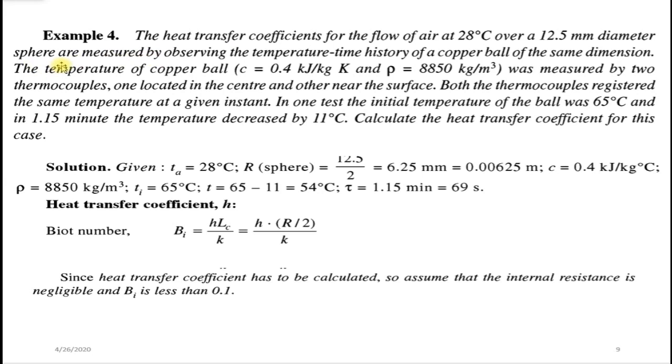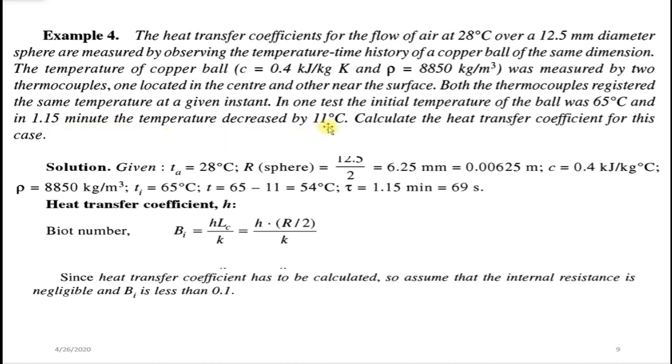So Lc value is nothing but R by 2. That is 0.00625 meter. C value is given as 0.4 kilojoule per kg degree Celsius. Then density value is given, Ti value is given, then temperature T is indirectly given. See here, after some interval of time t, that is 1.15 minutes, the temperature is decreased by 11 degrees Celsius.